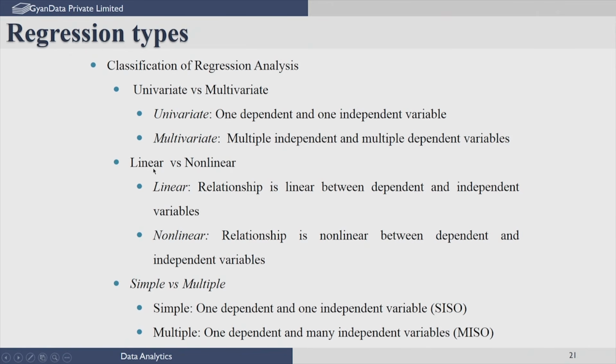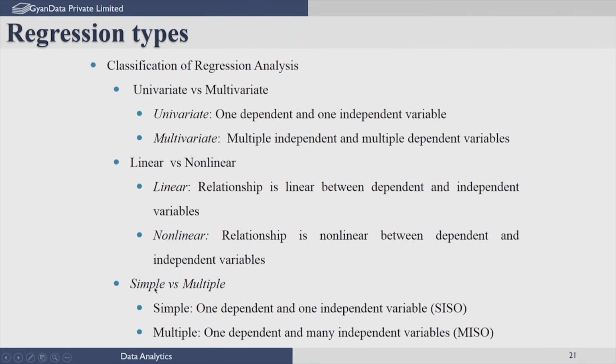We can also have what is called linear versus nonlinear regression. In linear regression, the relationship that we seek between the dependent and the independent variable is a linear function, whereas in a nonlinear regression problem, the functional relationship between the dependent and independent variable can be arbitrary: quadratic, sinusoidal, or any arbitrary nonlinear function, and we would wish to discover that nonlinear function that best describes this relationship. That forms part of nonlinear regression.